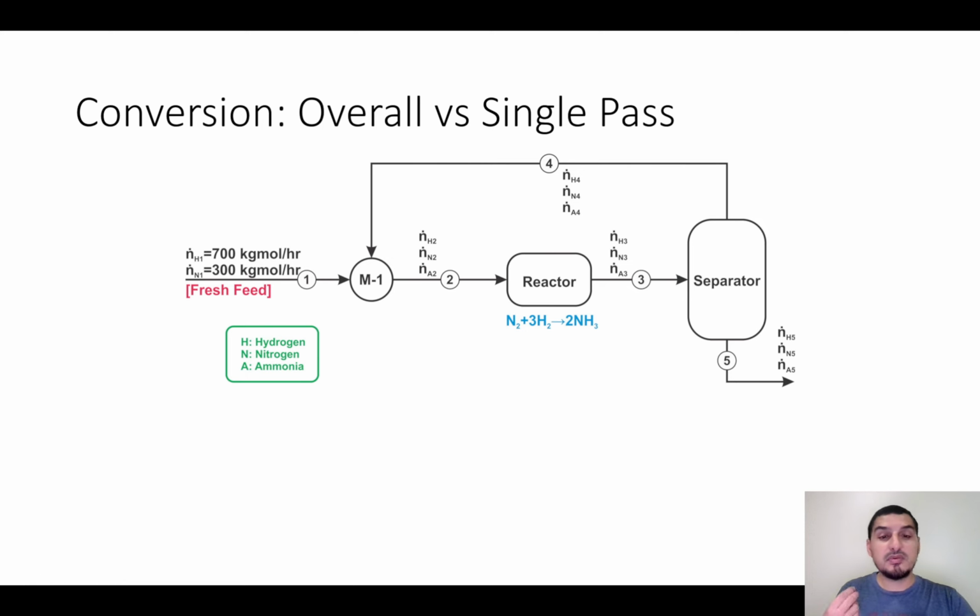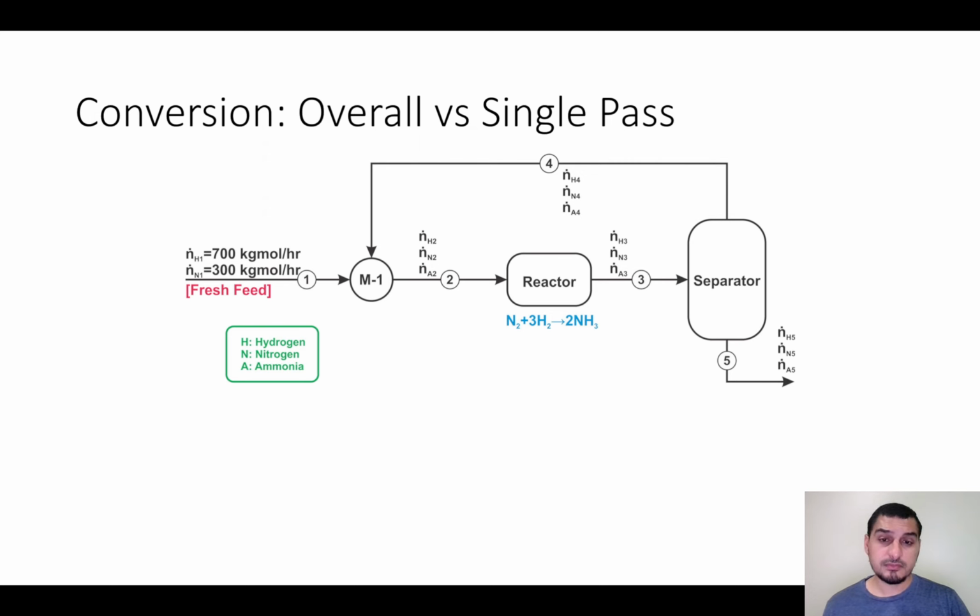So what we mean by a single pass conversion is the conversion that takes place in one pass. The conversion which is calculated from this stream and this stream by just one pass. We don't consider going back and forth many times. If it goes once, what would be the conversion? This is what we mean. So the conversion is still conversion. It is the number of moles in minus number of moles out over the number of moles in. This is the definition that we know, and we have already used it many times.